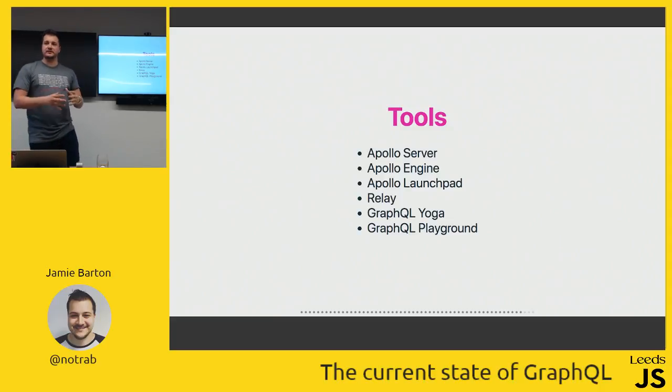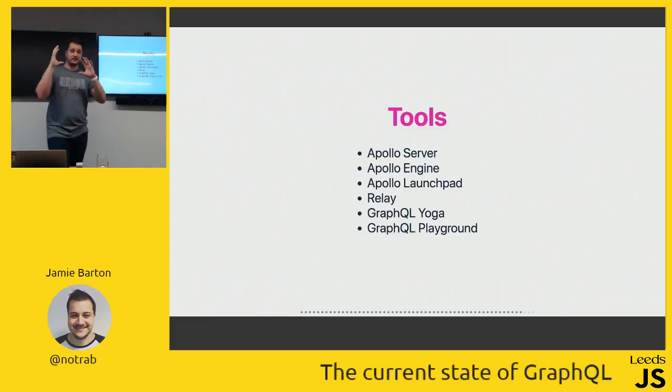Apollo Launchpad is an online scratch pad for building a GraphQL server, and I'll show you one in just a sec. You can just define your server there. You get a URL, and you can just use that as a fake GraphQL endpoint and just keep building. We've got Relay, which I explained.